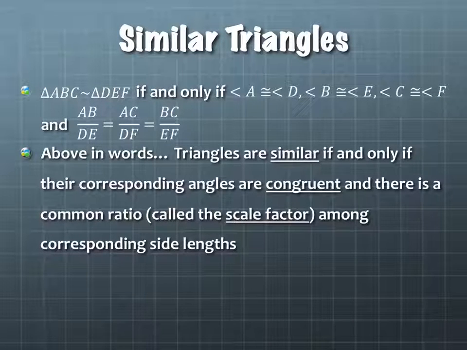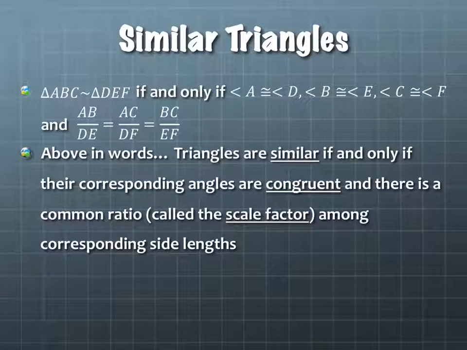In other words, triangles are similar if and only if their corresponding angles are congruent and there is a common ratio, called a scale factor, among corresponding side lengths. That's what it means to be similar. There's a common ratio, they're proportional, and they've got congruent angles. You've got to have the congruent angles part for sure.